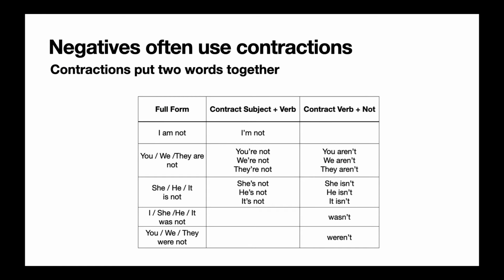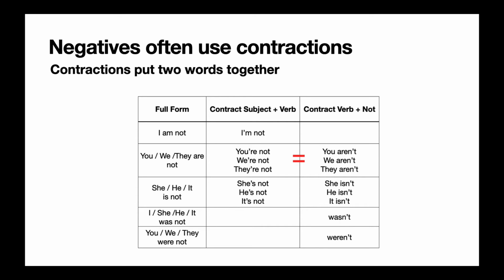Now before we go on, we have to talk about contractions. Contractions are when you put two words together, and negatives often use contractions. So in this chart, I show you how to use contractions with the helping verb be. There are two ways to contract using the helping verb be. You can put the subject and the verb together, or you can put the verb and not together. So for example, I am not can become I'm not. You can put the subject and the verb together, I and am. You can't put the verb and not together. It just sounds weird.